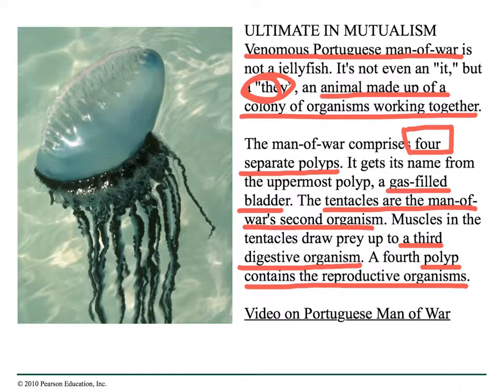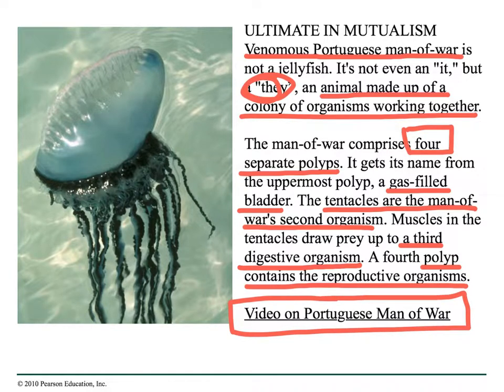But it is actually 4 different types of things that are living together that create one ultimate looking organism. That's 4 different ones. If you look online, there's a video on the Portuguese man of war. If you're actually in my class, it's on my Canvas website. It talks about the creatures and how complicated it is, but it's actually a pretty awesome case of mutualism.